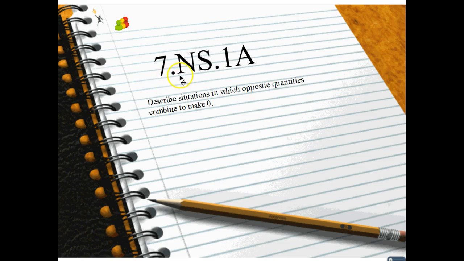7.NS.1A. Welcome to the first video for Mr. Clark's class. Here's the standard we're going to deal with. It's 7th grade number sense, called NS, and then there's a first part, and there's one standard, and there are 4 parts to it, so this is 1A. And this standard is actually describing situations in which opposite quantities combine to make 0.